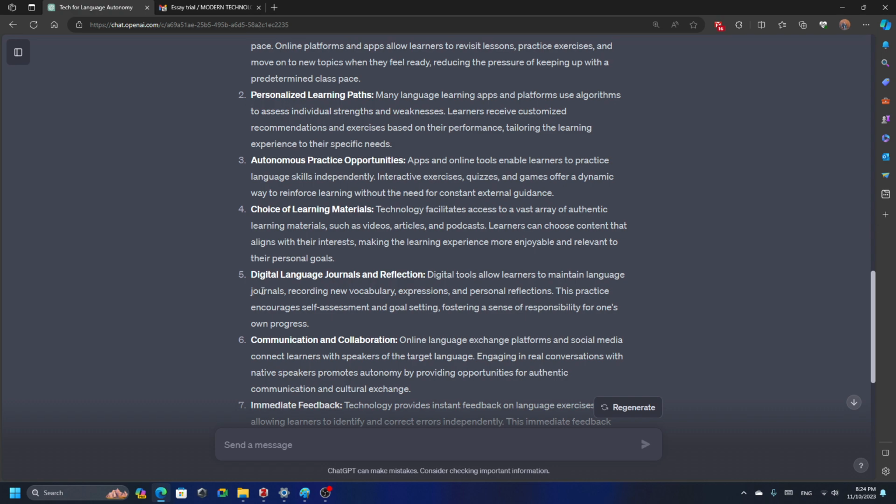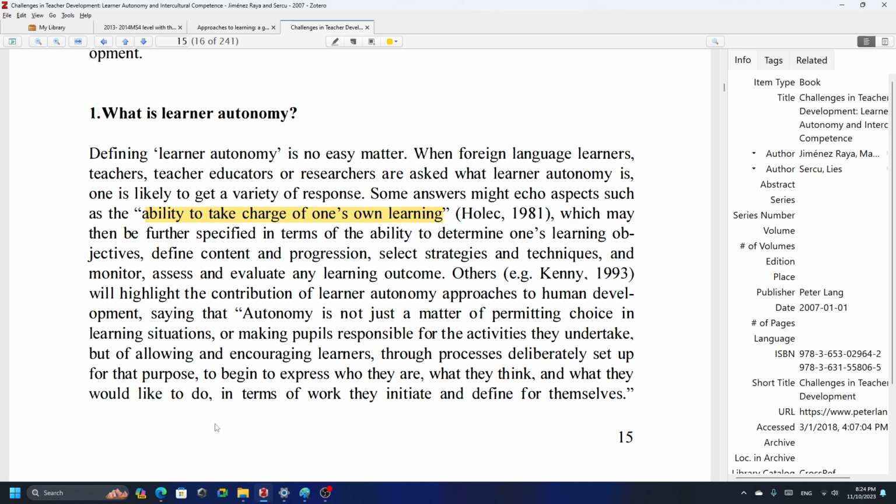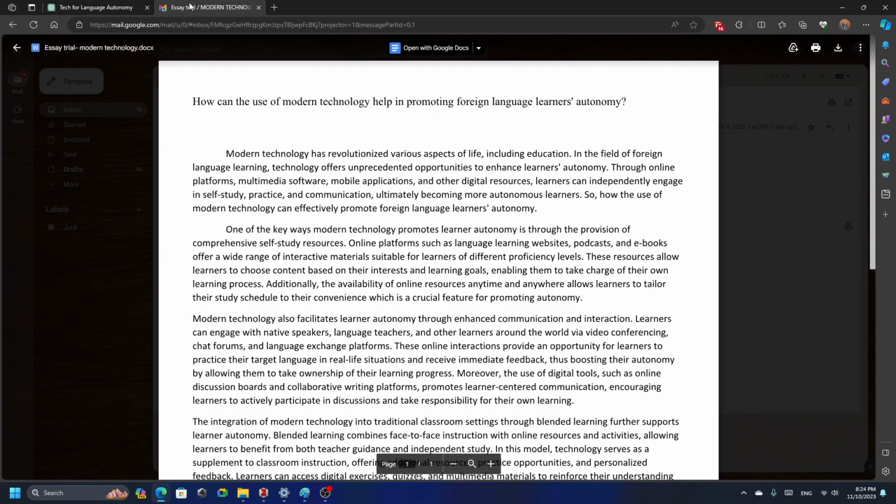And here is why I stress that sometimes students need to focus on books. Let's check this book, The Challenges in Teachers' Development: Learner Autonomy. This is one of the books I really like when it comes to various concepts. You see what learner autonomy is? You will find that learner autonomy is the ability to take charge of one's learning. And this, in fact, should be at the level of the introduction.